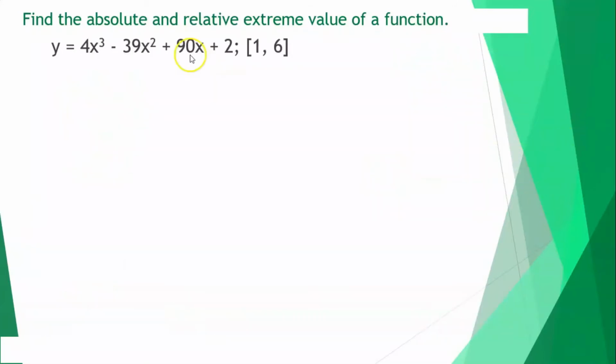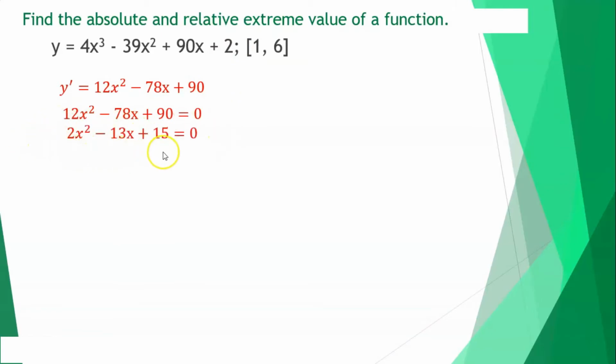Okay, another. Find the absolute and relative extreme values of the given function with the interval from 1 until 6. So again, the first thing we do is solve for the first derivative. The derivative of this is 12x squared. Derivative of negative 39x squared is negative 78x. Derivative of 90x is 90. And derivative of a constant is 0. Now at this point, equate this to 0. Then divide this equation by 6, so we end up with 2x squared minus 13x plus 15. Now at this point, we will factor this, so we will end up with this one. So with this, the values for x will be 5, and the other one is 3/2.